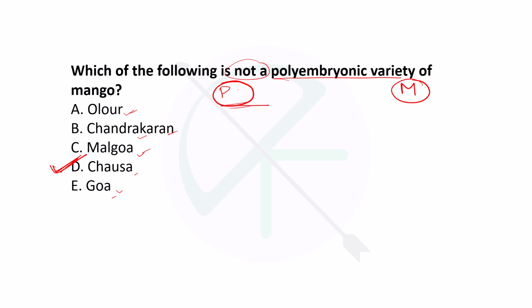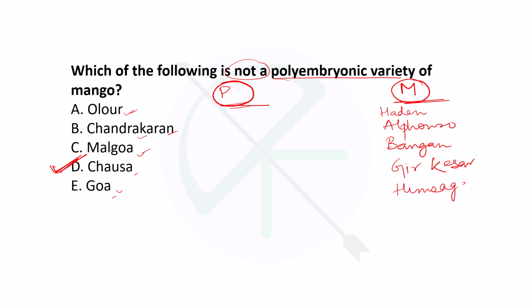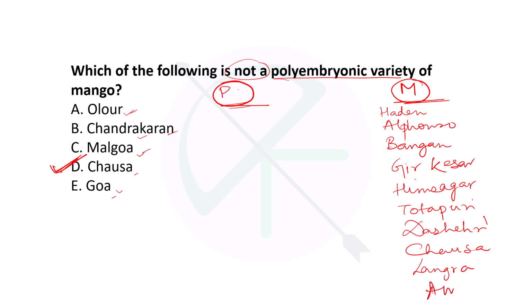I'll tell you one mnemonic also so that you will never forget. First we'll see the monoembryonic varieties. All those popular varieties that we have known like Haden, Alfonso, Banganpalli, Gir Kesar, Himsagar, Totapuri, Dasheri, Chausa, as well as Langda and Amrapali. Okay, these are some of the very popular monoembryonic varieties.